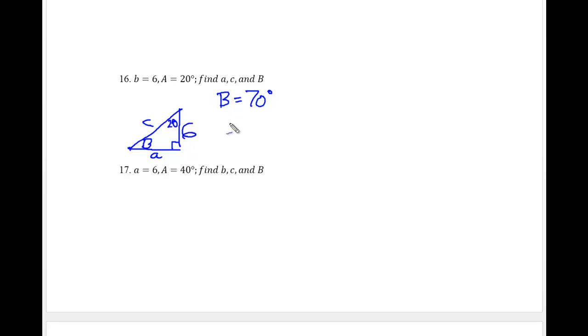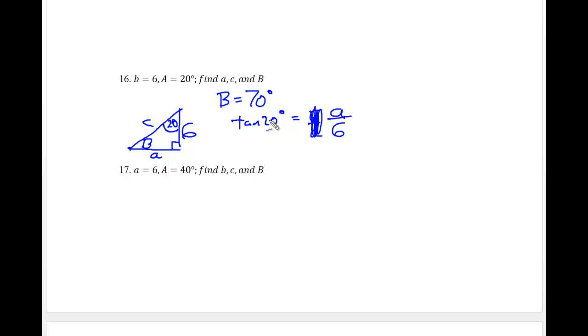Now, if we're going to look at side A, we're going to look at the relationship between the 6 and the A. So that would be tangent again. So here we have tangent of 20 degrees is equal to 6 over A. So this problem is much like number 14, because, oh, wait a second here, 20, opposite over adjacent. Whoops, I had those backwards. I'm sorry, A over 6.